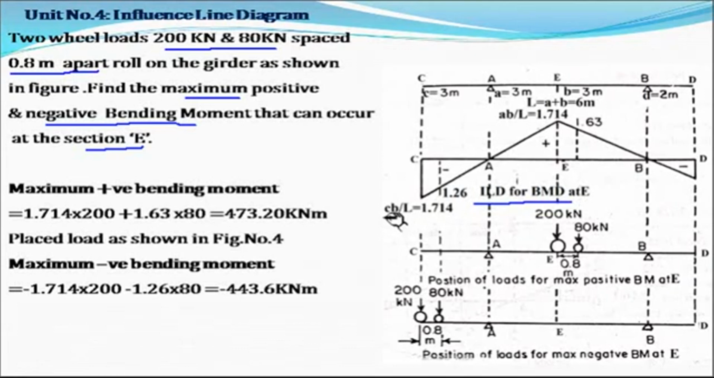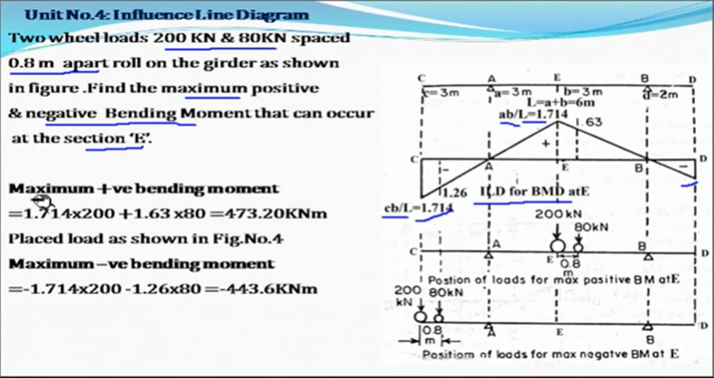Now find out this ordinate, CB upon L. The value of C is 3 meter, the value of B is 3 meter. So 9 divided by L, that is 6, so we get this value as 1.714. We know this value, AB upon L: 3 into 3, 9 divided by 6, we will get this value. The same way you can also find out this value, AD upon L. Put the values and we will get this ordinate. Now we have drawn the influence line diagram for bending moment at E.